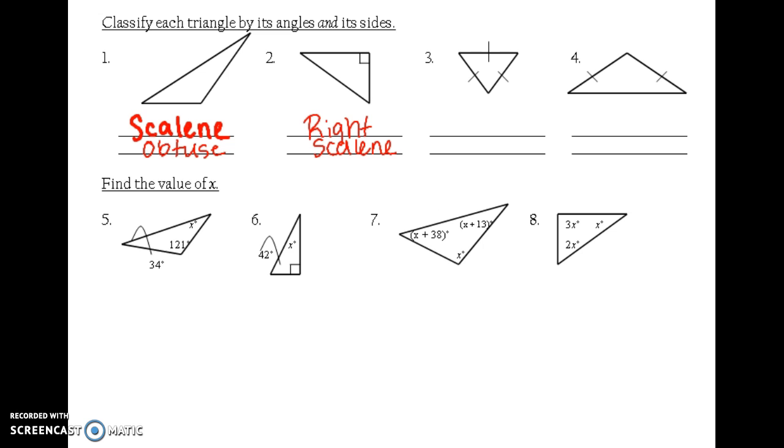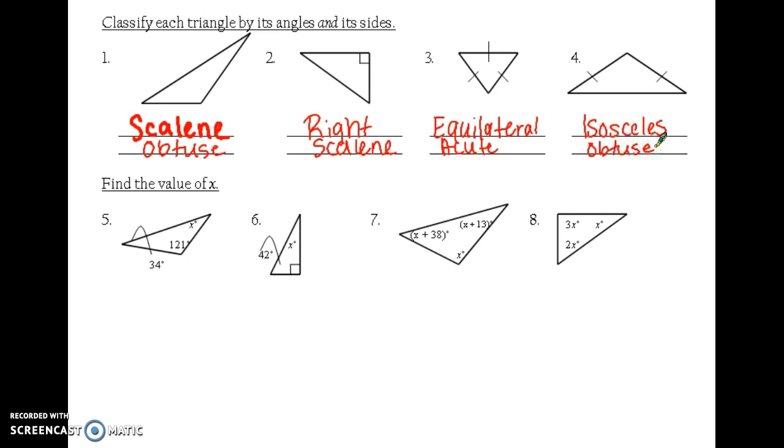For number 3, this indicates that all 3 sides are equal, so that is equilateral. And every equilateral triangle is also acute. So if you see that it's an equilateral triangle, you automatically know that it's acute. For number 4, these 2 sides are the same, so that is isosceles. And you see that this angle is bigger than 90 degrees, so that is obtuse.